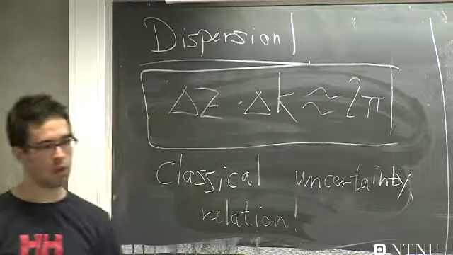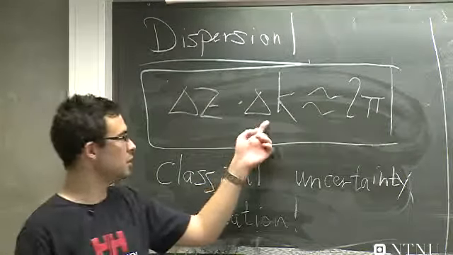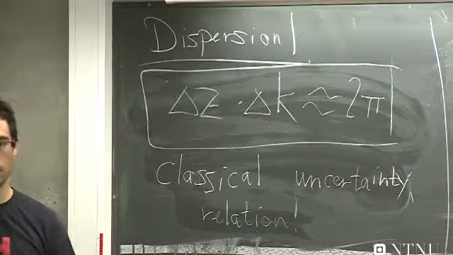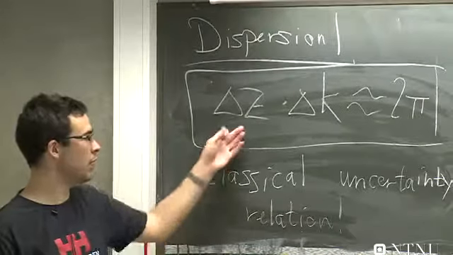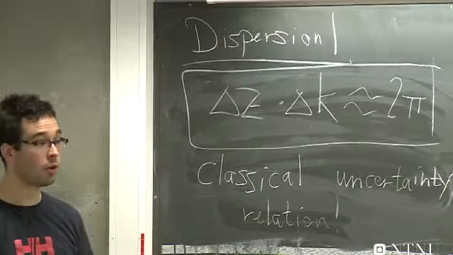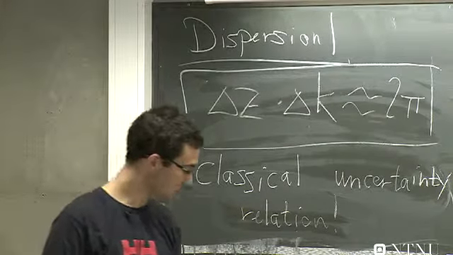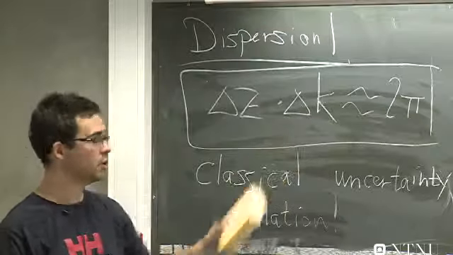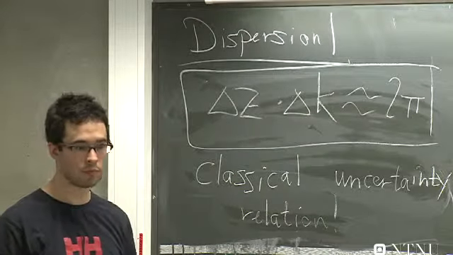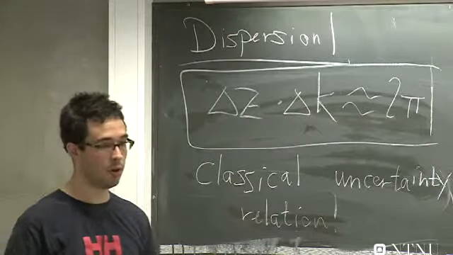And it says that if I want a localized pulse, then I need a lot of frequencies. I need a large delta k. And if I want to use only a few frequencies, well then I'm just going to have to accept that I'm going to get a large pulse in space. Or wave numbers here to be precise, but this depends on omega, right?